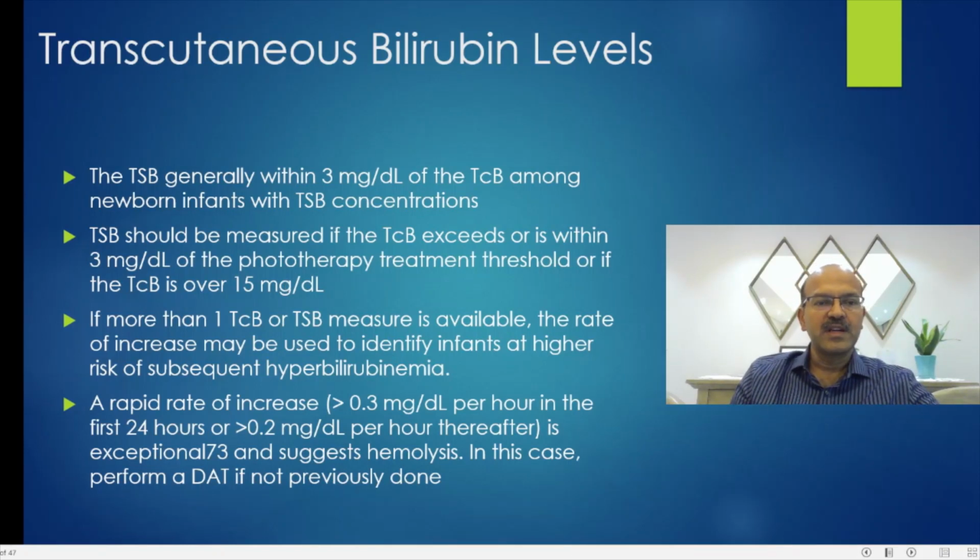If more than one TCB or TSB measure is available, the rate of increase may be used to identify infants at higher risk of subsequent hyperbilirubinemia. So this is what we mean by following the trend.